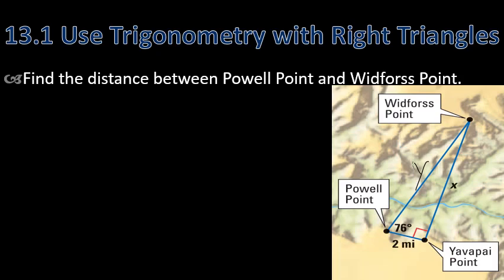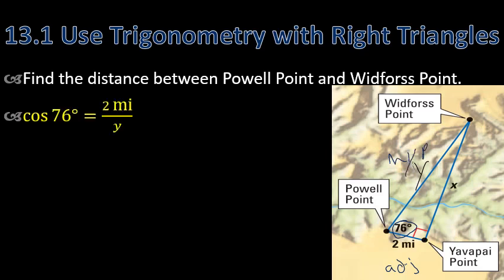All right, our last one. Find the distance between Powell Point and Woodforce Point. In other words, we need to find y on our picture. So here's our angle. This 2 miles would be the adjacent. And the y looks like the hypotenuse.